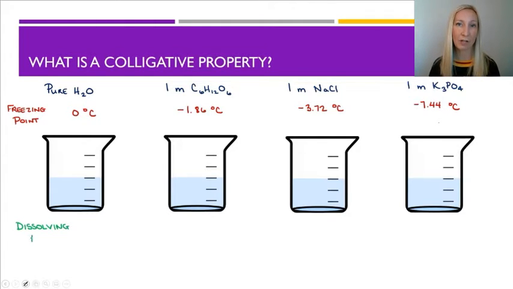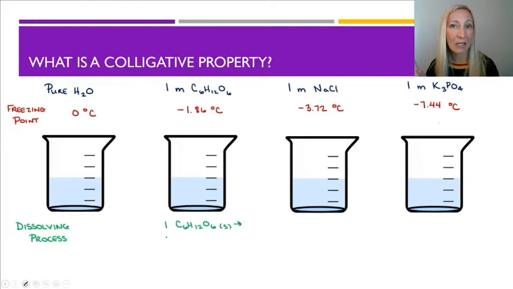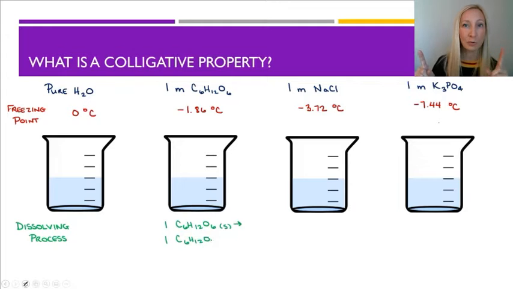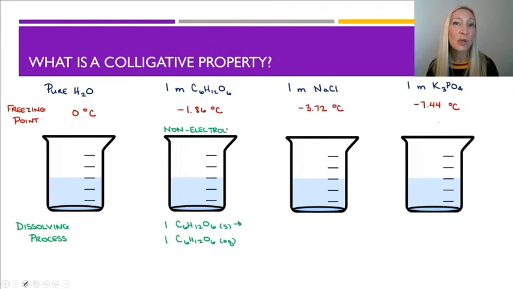So the first one, where we have a solute dissolving in the water, is our glucose solution. Let's first zoom in and write out what is actually happening when glucose dissolves in water. For every 1 mole of glucose solid that dissolves, it's going to create 1 mole of aqueous glucose. It's a 1-to-1 ratio. And because this is a covalent compound, or it creates molecules in solution, it's not creating ions. So it's going to be a non-electrolyte, meaning it doesn't allow electricity to be conducted through it.